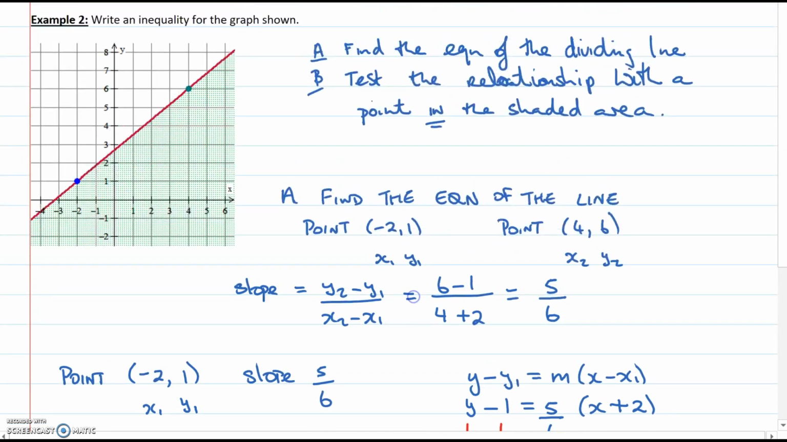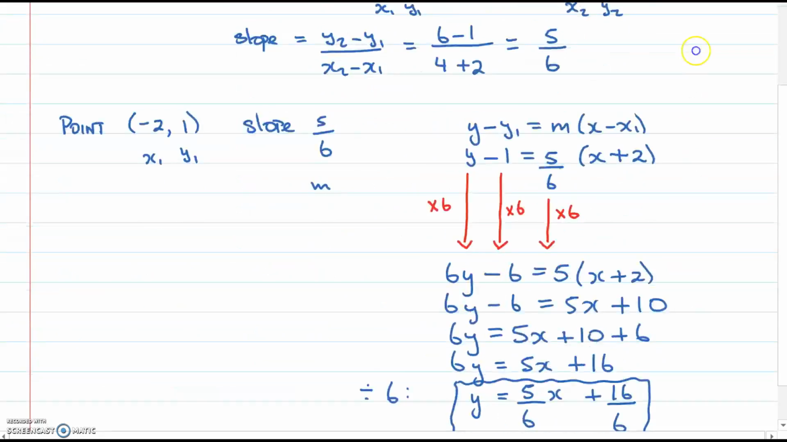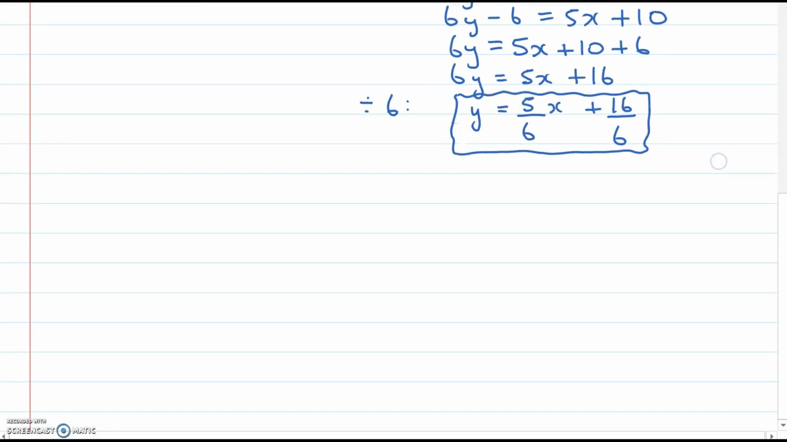To do that, we're going to test that relationship with a point in the shaded area. Well, you can see here that 0, 0 is inside the shaded area. You could take any of these points inside the shaded area, but 0, 0 is an easy one to work with. Just don't take a point on the line, okay? Take a point that's clearly inside the shaded area, in this case 0, 0. Okay, so this is the second part of this problem.